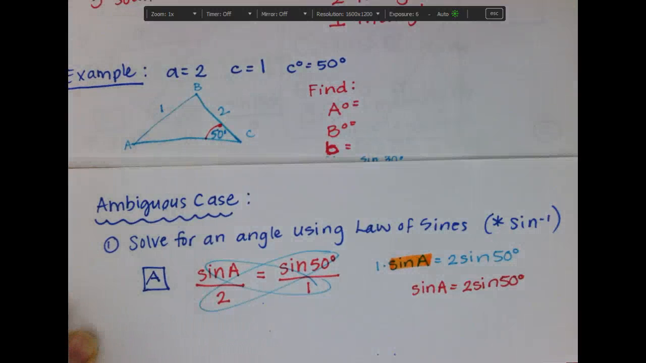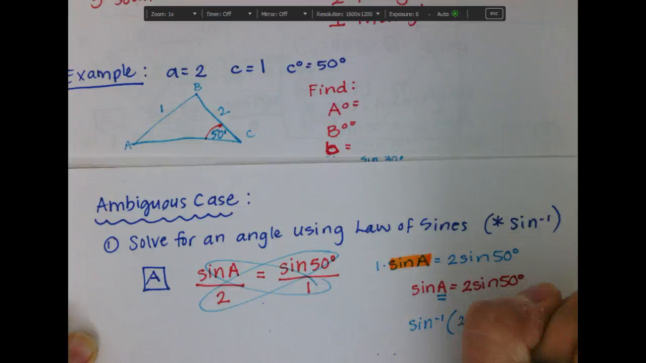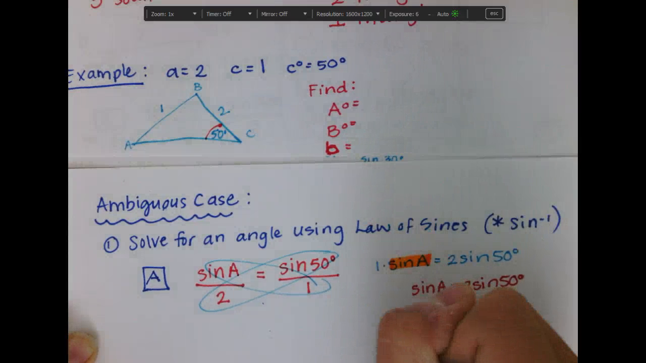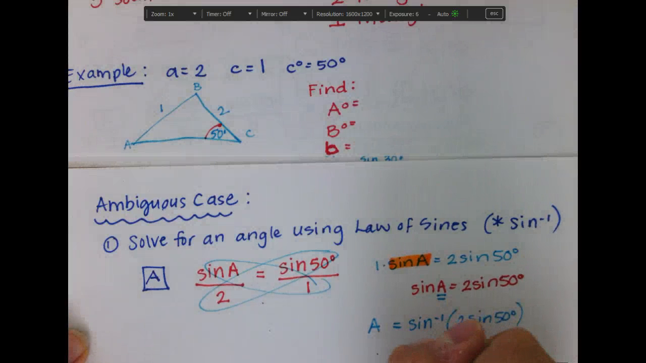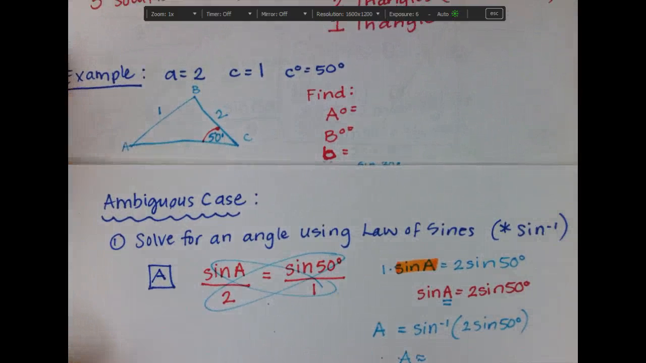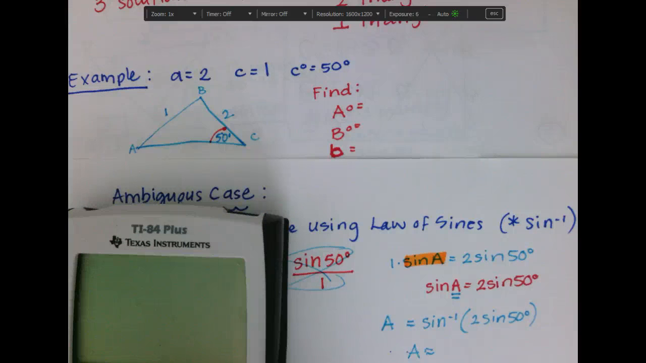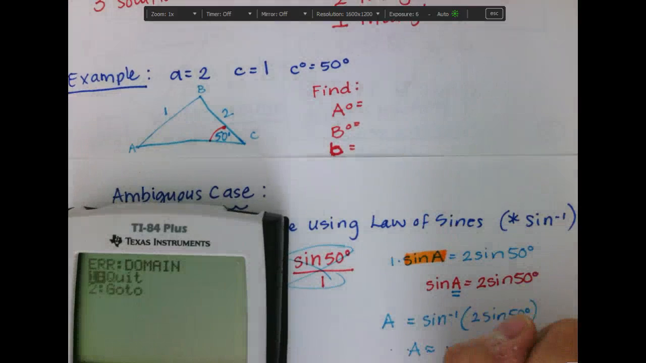So I've isolated my variable, but I still haven't solved for the angle itself. And so remember, to undo the sine of A, we have to take the inverse of both sides. And on the left side, that'll just get us angle A all by itself. On the right side, we'll have to do the inverse of 2 sine of 50. So you do have to do an inverse sine in order to solve in the ambiguous case. So inverse sine of 2 sine 50 degrees gives me a domain error.